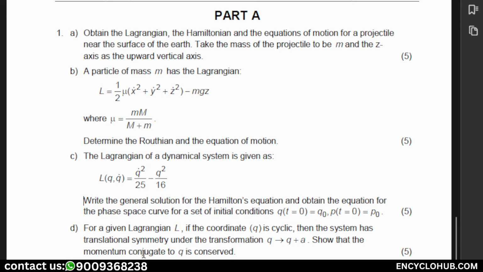So question B is this: the particle of mass m has a Lagrangian L equal to 1 upon 2 mu times (x square plus y square plus z square) minus mgz, where mu is equal to mM upon m plus M. Determine the Routhian and the equation of motion.